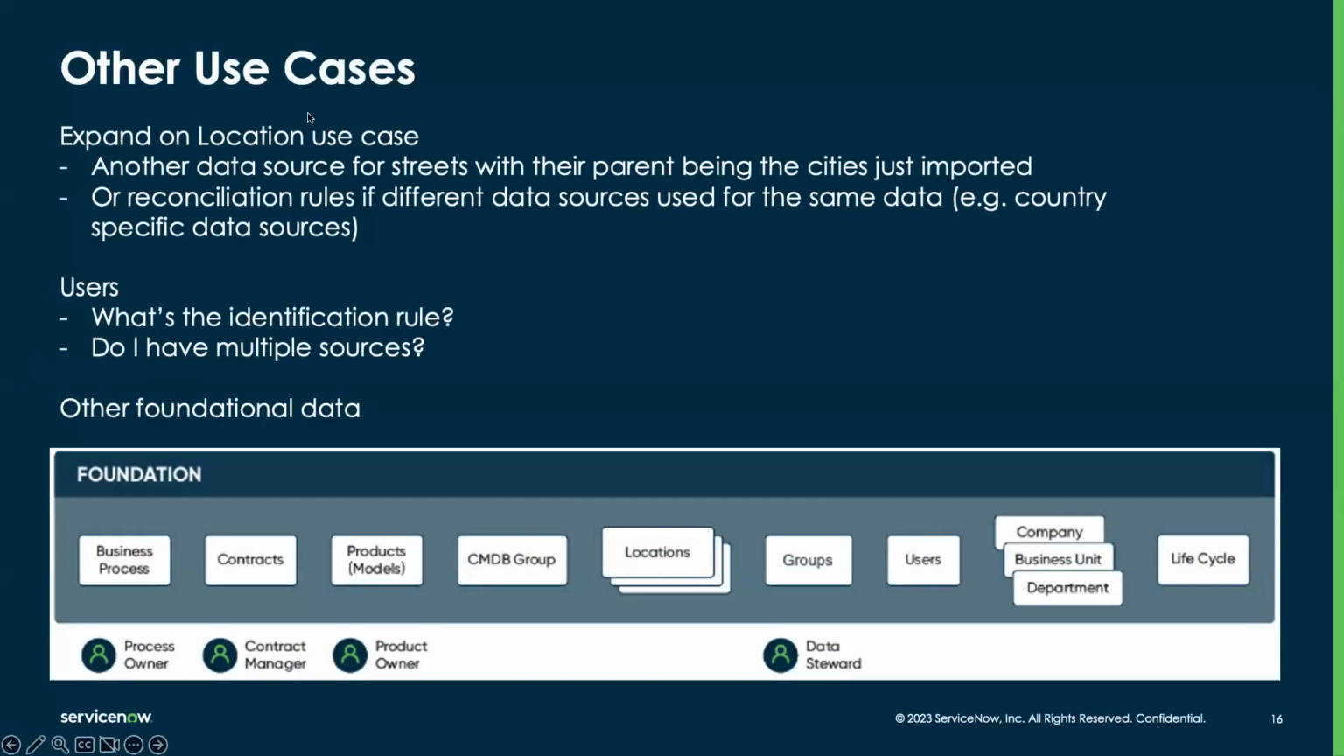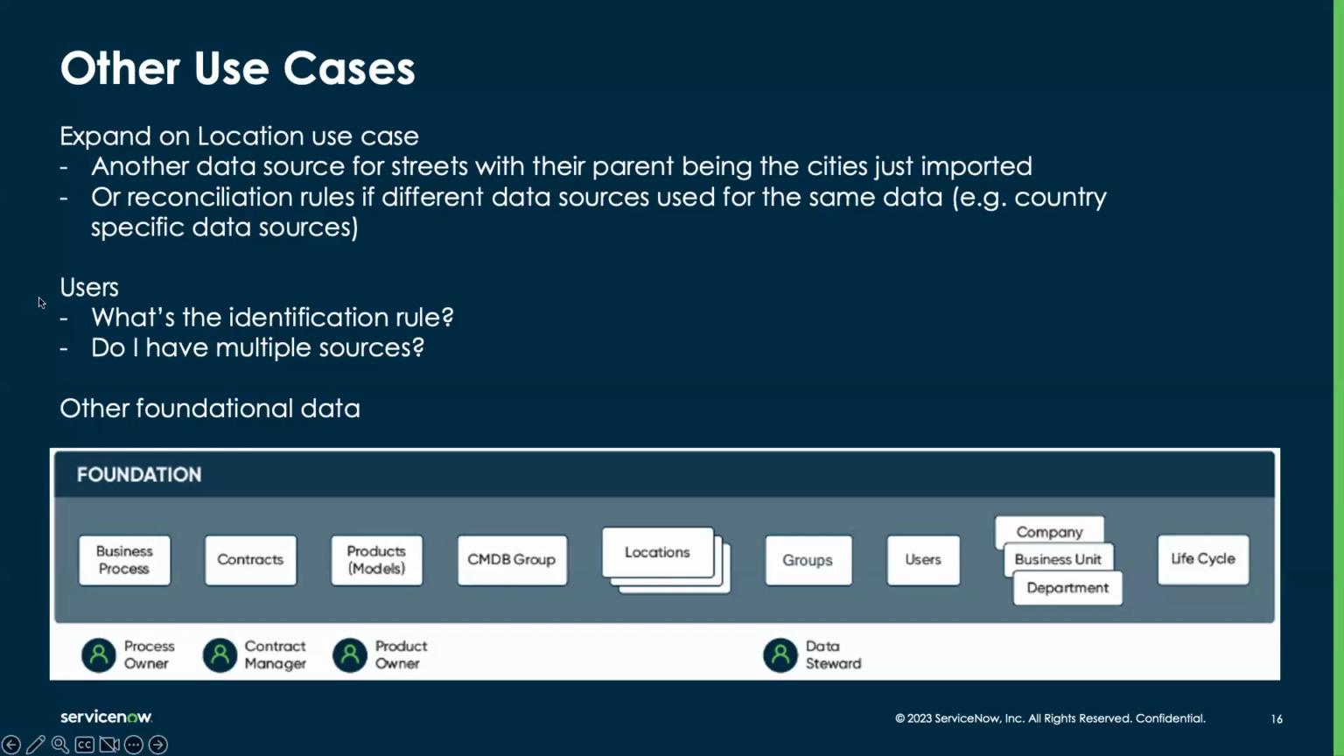You can start to expand on that location use case and add other ETL definitions in for maybe streets or sites or some of the other location types that we have. If you've got multiple sources updating this, you can define some reconciliation rules to say certain sources maybe can't update the name or city or state value, but maybe they can update the latitude and longitude or some other attribute that's on the location record.